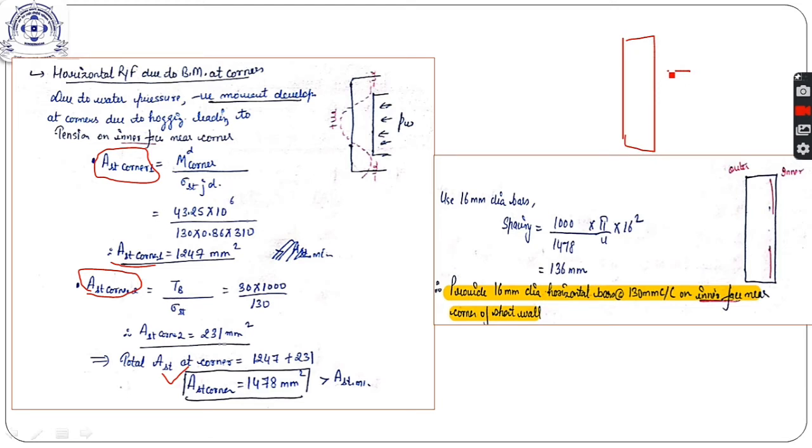Now you can see this is exactly opposite of the previous case A. Now the water pressure is acting like this, so the sagging will be like this, and hogging will be like this. So positive bending moment is at the center on the outer face, and the negative bending moments are at the corners and the inner face. So this is exactly opposite to that of case A.